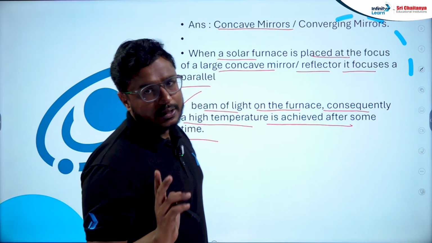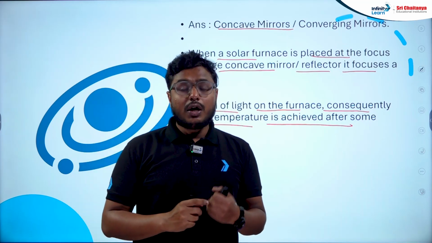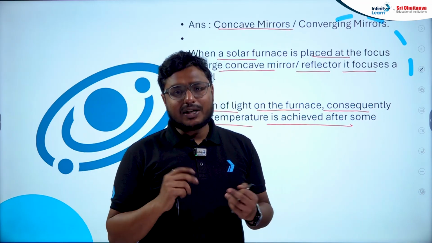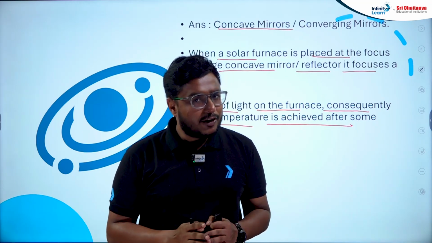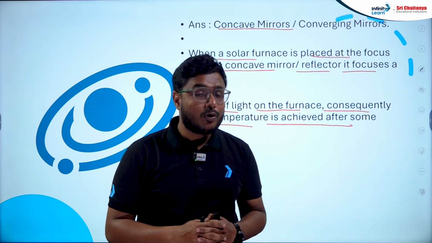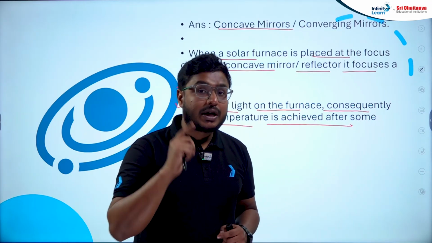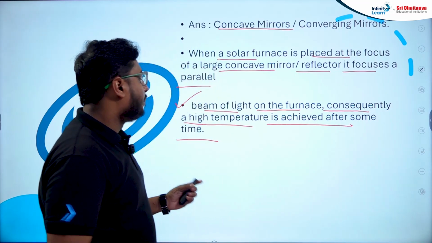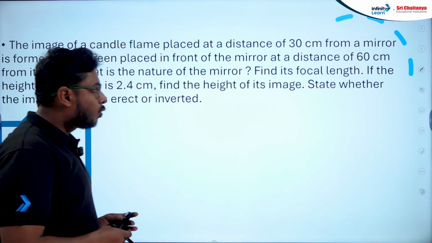So 2 properties are there. If I'm placing the concave mirror or reflector at the focus, whatever rays fall on it become parallel when they pass through the focus, right? I hope you remember it. If rays pass through the focus and then fall on a concave mirror, after reflection the rays become parallel to the principal axis. The same property we are using here. Okay, I hope the question is very simple and clear to all of you. Coming to the next question.